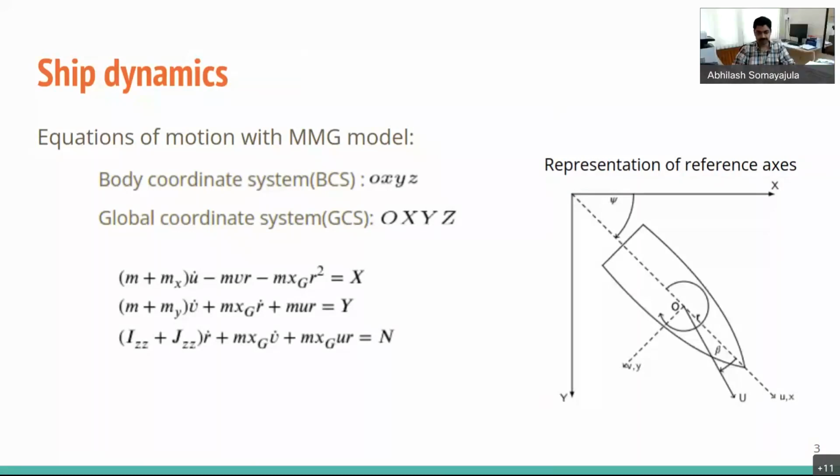Below you can see these three equations. These equations are the forces that we are encountering on the ship. Here M is the mass of the ship, mx is the added mass. This xg is the distance between the body coordinate system origin and the center of gravity. Generally the origin of the BCS is located at the intersection of the midship, center line, and water line. r is the rate of change of the heading angle.